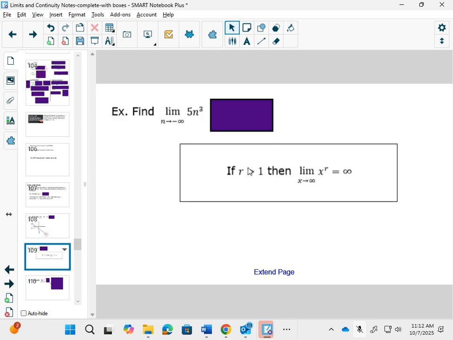Why doesn't it work with less than 1? Well, sometimes if you have things like a half, and you do a limit as x goes to negative infinity, well, you can't square root negative numbers. So we get problems that way at times. So for sure when x is bigger than 1, or when our exponent is bigger than 1, that limit will go to infinity.